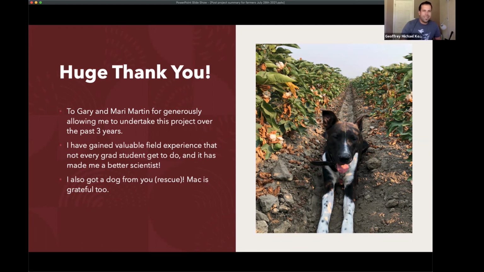And I also got a dog. I don't know if everyone else here knows, but Mac, my dog, was abandoned on the edge of their property, and I was first just going to bring him to a rescue, but I ended up keeping him. So he's one of the dogs I just yelled at a minute ago. Quit making noise. So yeah, thank you again, and I really appreciate it. So that's it.